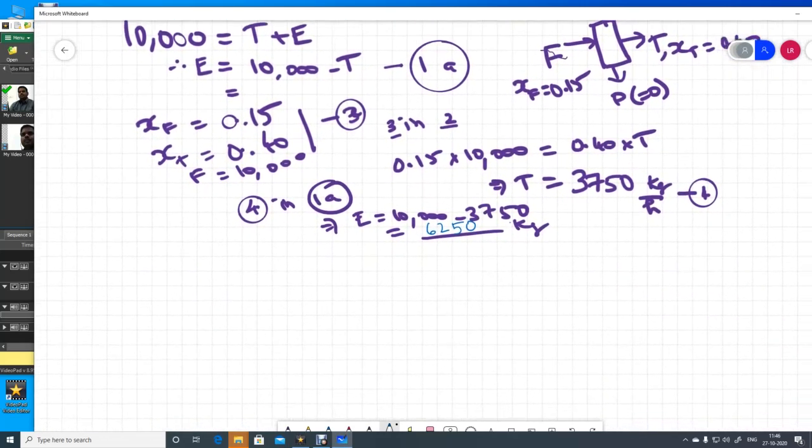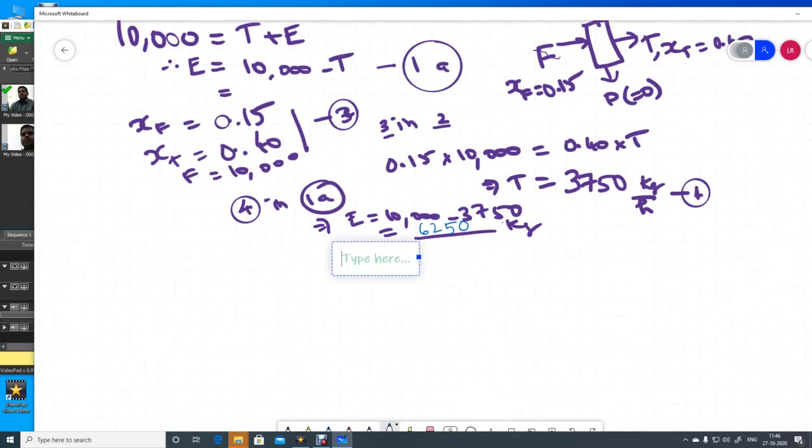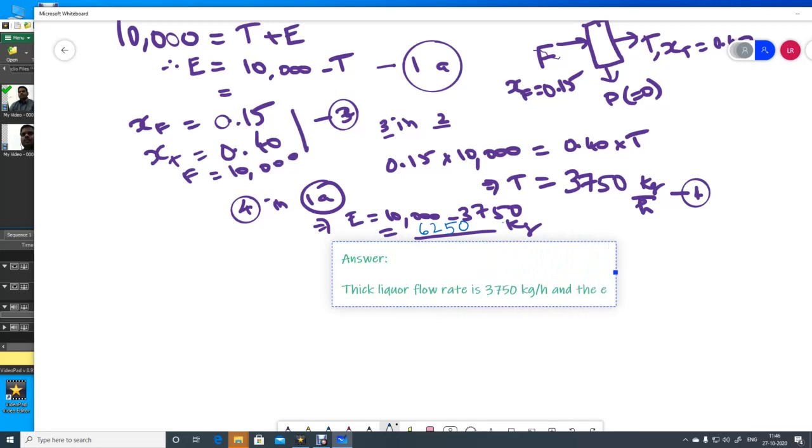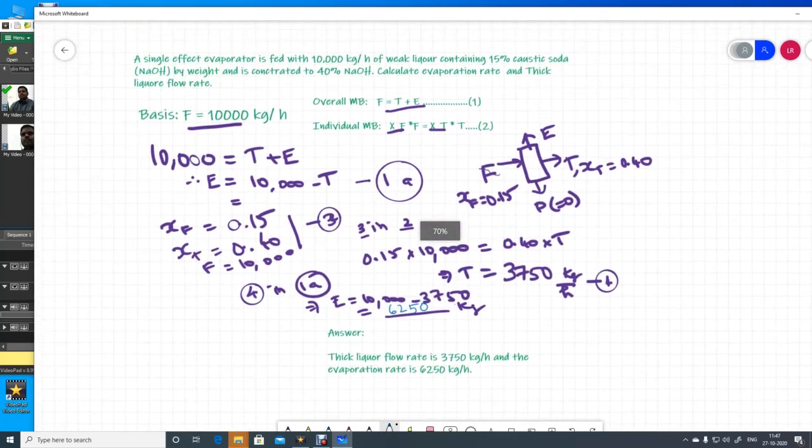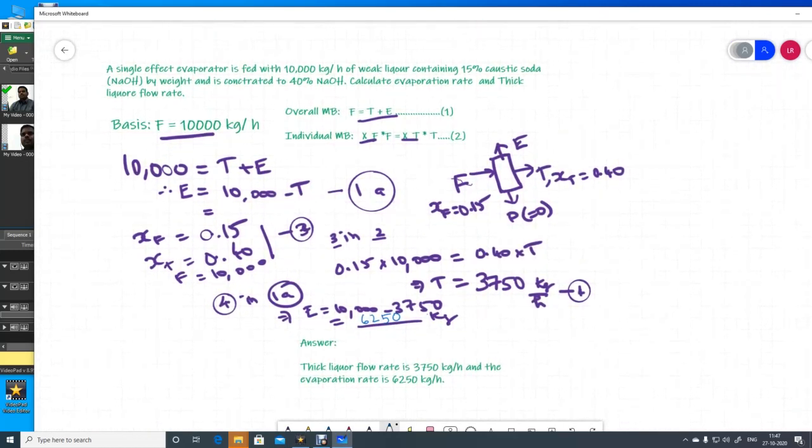We can write the answer in a sentence. I am typing here. What is the question? Refer to the question and write the sentence accordingly. Thick liquor flow rate is 3750 kg per hour, and the evaporation rate is 6250. Remember, please verify the answer in one of the material balance equations. If you substitute the values of 4 and 5, 4 is 3750, 5 is 6250, the summation of these two should become 10,000. Then only our answer is correct.